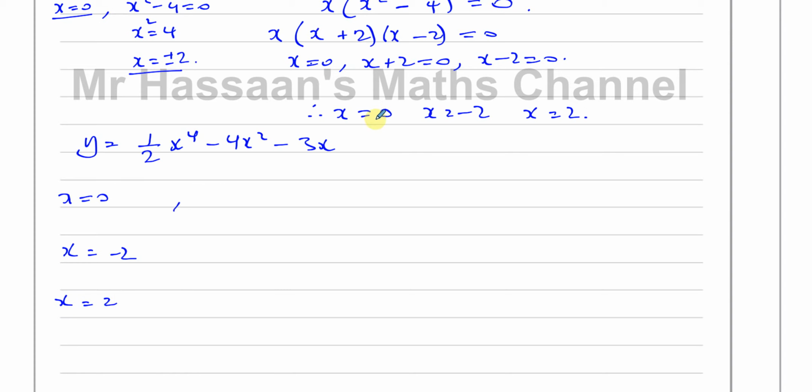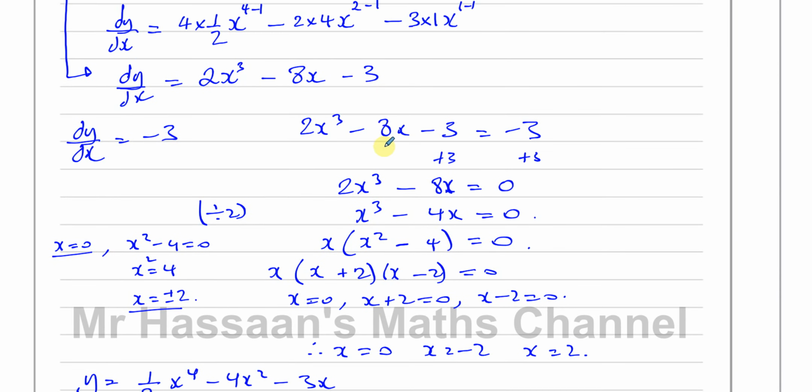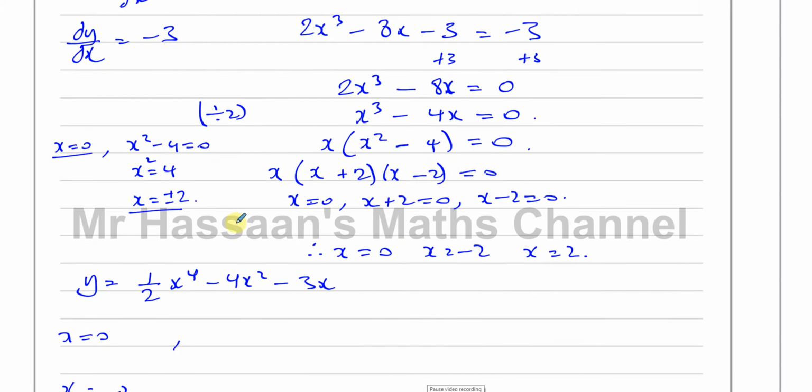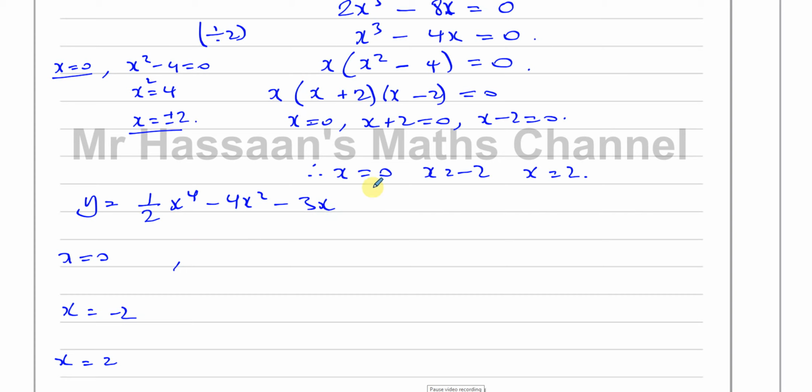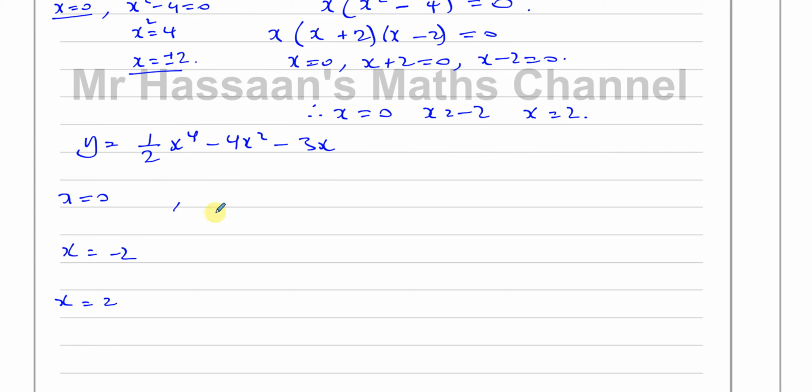It's no good substituting this back into the gradient function, because that will just tell us the gradient is negative 3. We know when x equals 0, negative 2 and 2, that's when the gradient is going to be negative 3. We want to find the y values at those x values, so we just have to substitute them back into the original equation. So when x is 0, y obviously is going to be 0, because all of these are x's. You put 0 in them, they'll become 0. So one of the coordinates is 0, 0.